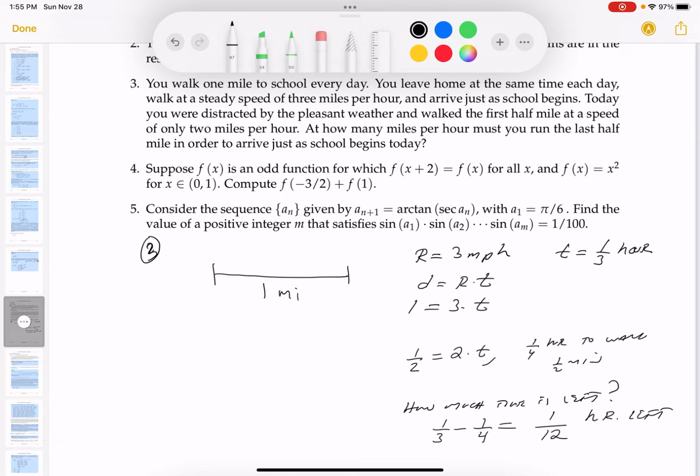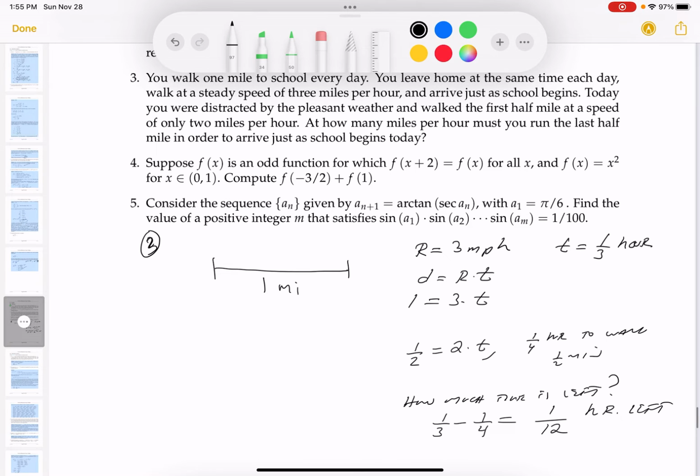All right, so let's see what the question is. At how many miles per hour must you run the last half mile? Well, distance is 1/2. I do not know the rate at which I need to run, but I do know I'm only given 1/12 of an hour to do it in. So 4 times 3 is 12. R would have to be equal to 6. So you have to run at 6 miles per hour.